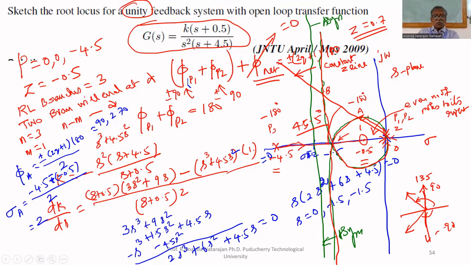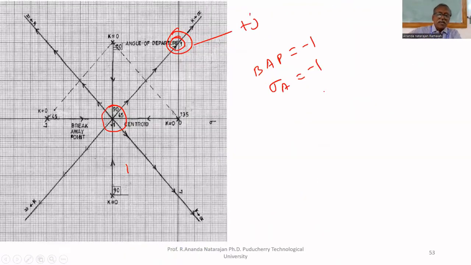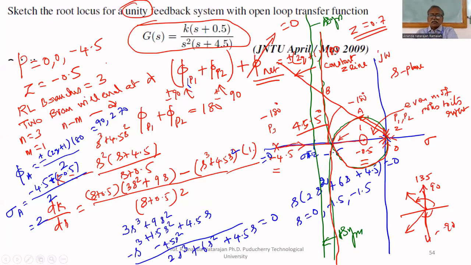In the morning sum also that problem may come. Suppose I have drawn a line like this, the 0.7 line. Suppose I want to find the value of K on the root locus for 0.7. This is the constant zeta line, zeta equal to 0.7. It cuts at A as well as B. Where do I have to find K? Either at A or B.